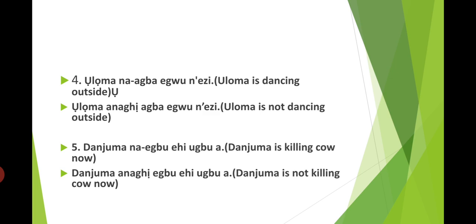Ụlọma na-agba egwu n'ezi. Uloma is dancing outside. Uloma anaghị agba egwu n'ezi. Uloma is not dancing outside. Danjuma na-egbu ehi ugbu a. Danjuma is killing cow now. Danjuma anaghị egbu ehi ugbu a. Danjuma is not killing cow now. So you can see how to say something in the negative when it is present continuous. It's not difficult. You have to practice it to get used to it.